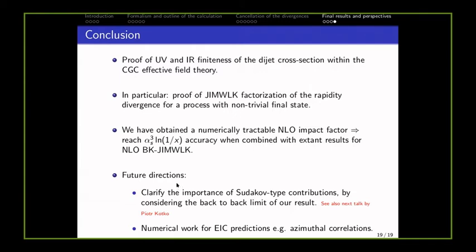Right. And if I can just add something, that's why I think it's important to start with the first bullet point. Before this kind of numerical study, it's important to clarify the Sudakov type contributions in our result.